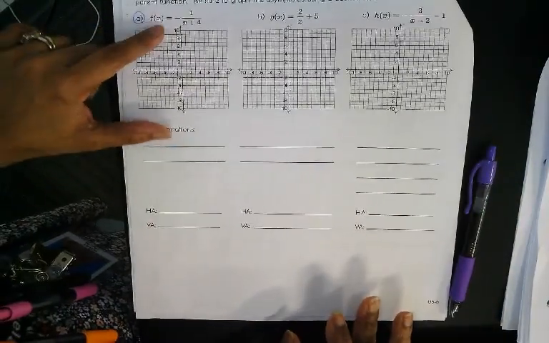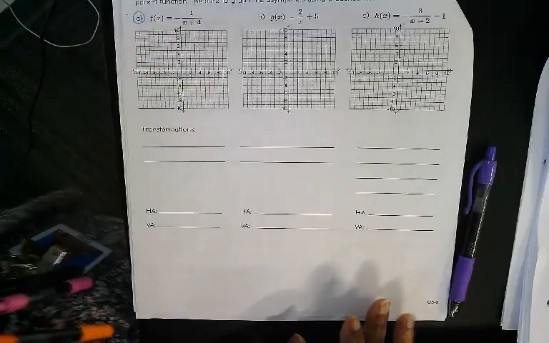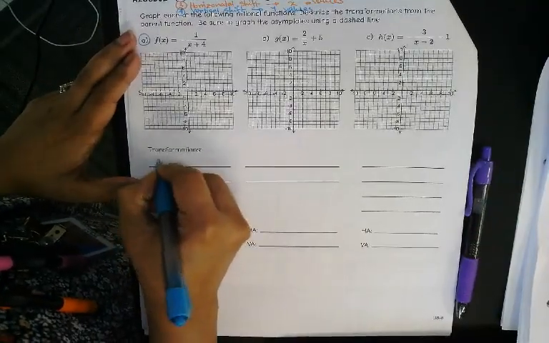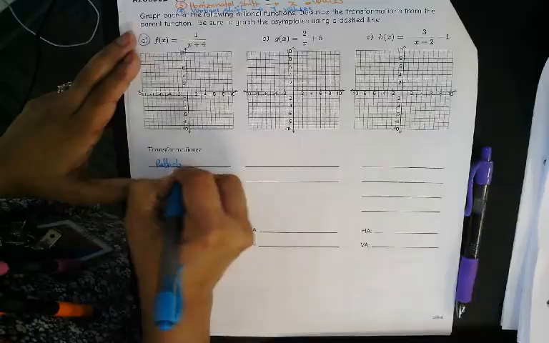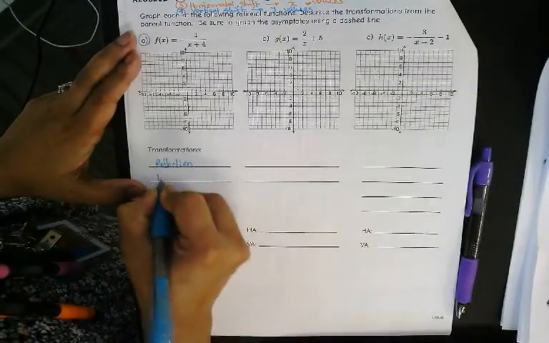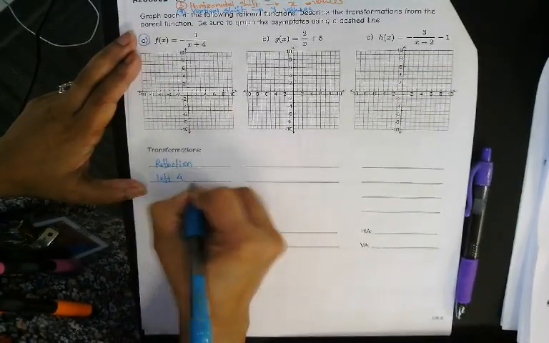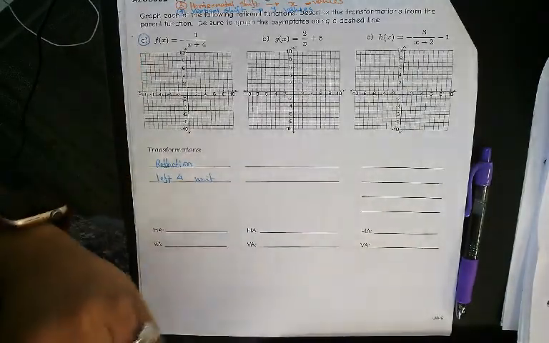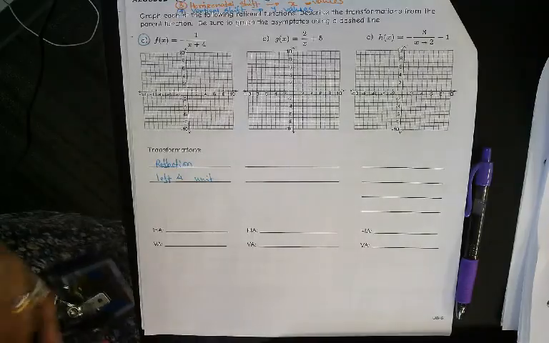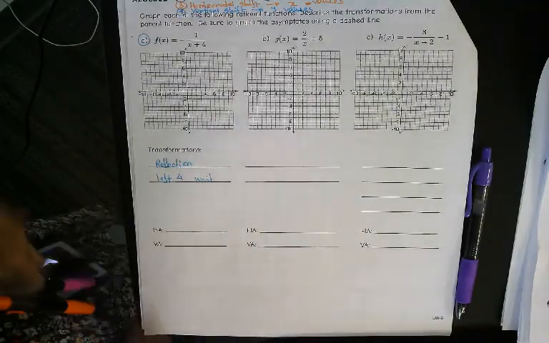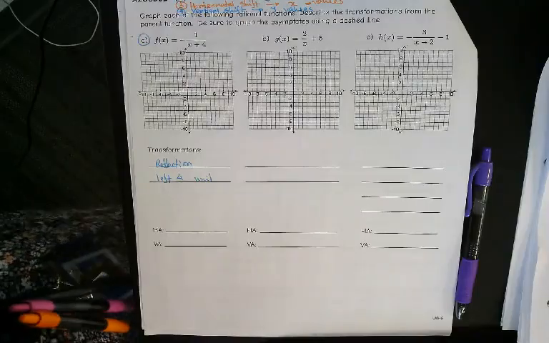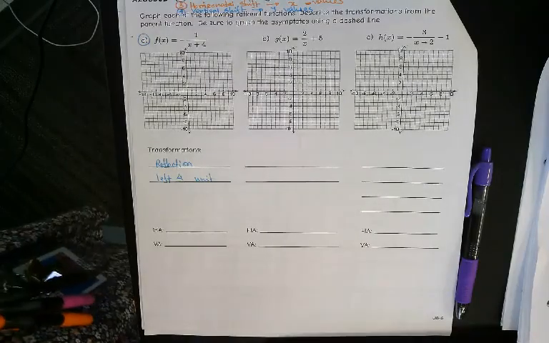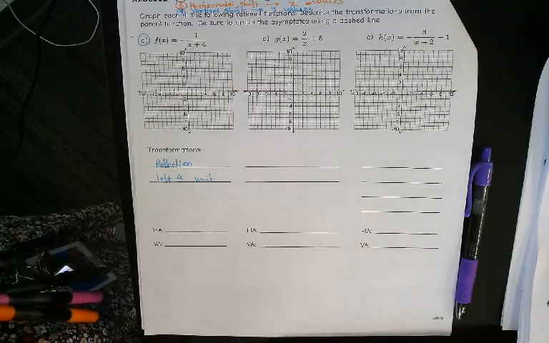So f of x is equal to negative 1 over x plus 4. That's given. How many transformations do we have? 2 transformations. What are they? Reflection and left 4 units. Perfect. So reflection means we're going to, what do we do? Change the sign of the y values, and left 4 means what? What do we do? Minus 4 from where? X values.